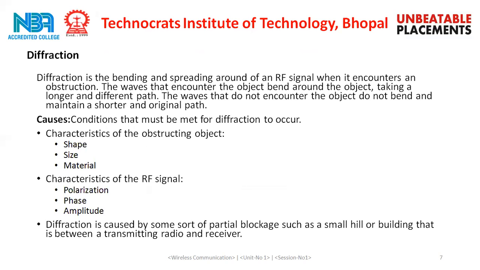Now the other propagation mechanism is diffraction. We know that diffraction is the bending and spreading around of a radio frequency signal when it encounters an obstruction. The waves that encounter the object bend around the object, taking a longer and different path. The waves that do not encounter the object do not bend and maintain a shorter and the original path.